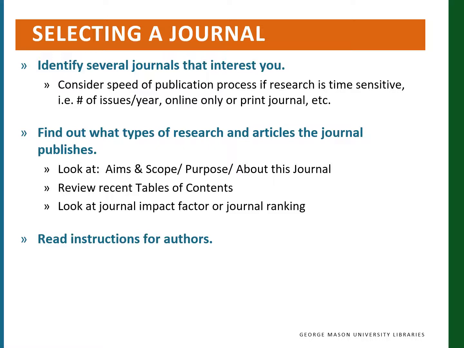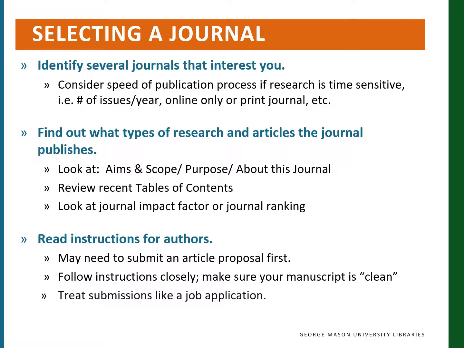Research what each journal publishes. On the journal homepage, read the section called Aims and Scope, About this journal, or maybe even Journal Scope. This section will provide you with a good overview of what the journal will publish. Also review the recent tables of contents of the journals you're interested in to see if they have published anything related to your topic. And finally, look at the journal impact factor or the journal ranking of each journal that interests you.